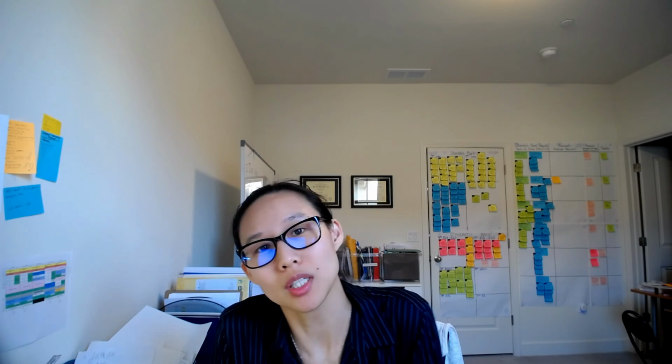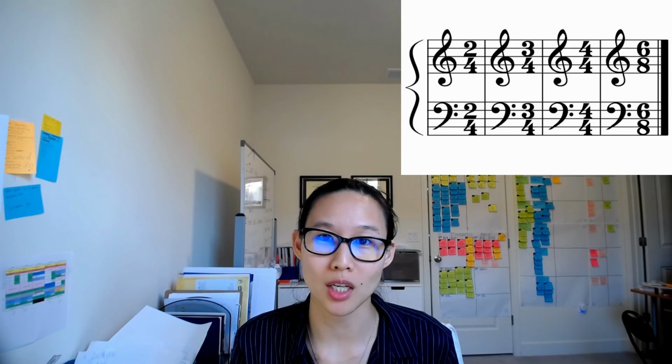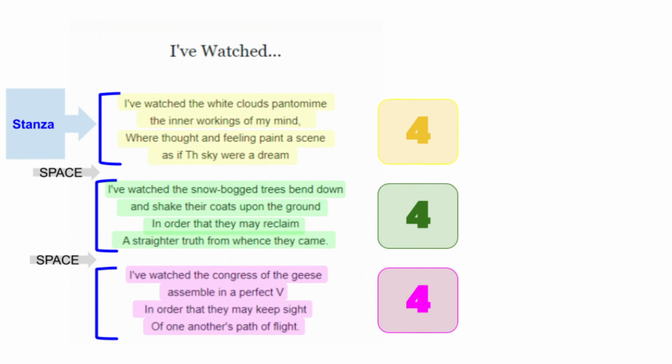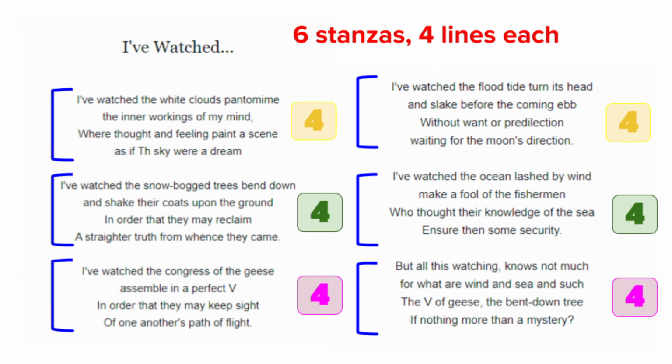So it's usually written as a number. If you play music, such as piano or just any instrument, there is usually a number at the top and the bottom. First, we count up the number of stanzas, the number of lines grouped together, and then look at how many verses are in each stanza. If we look at I've Watched, it has 1, 2, 3, 4, 5, 6 stanzas, and in each stanza there are 4 verses. So the meter is 6 stanzas, 4 lines each.